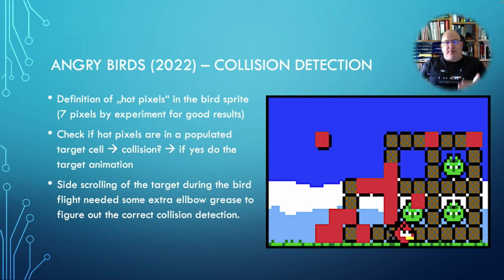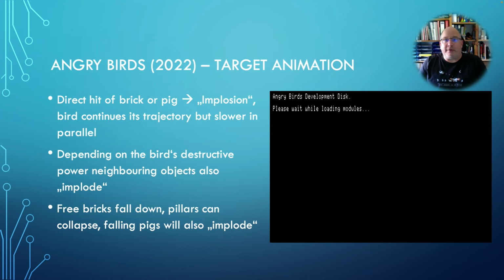The problem was also that we need to side scroll the target during the bird flight. And this needed some extra elbow grease to figure out the correct collision detection because of the moving targets. The most complex task when programming the game was introducing a nice target animation. So when the bird hits the target, something needs to happen.